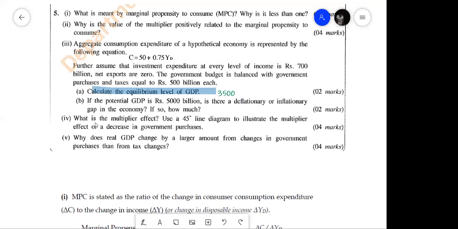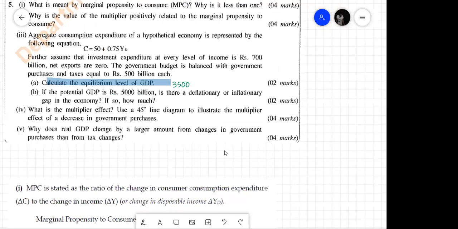Okay. Then question 4 is asking about what the multiplier effect is. You can talk about what the multiplier effect is, where the initial increase in autonomous consumption gets passed on to several other levels of consumption. As a result, national income increases a multiple number of times. Whatever definition you have studied, you put it down there. So use a 45-degree line to illustrate the multiplier effect of a decrease in government purchase. Now, how do you do that?